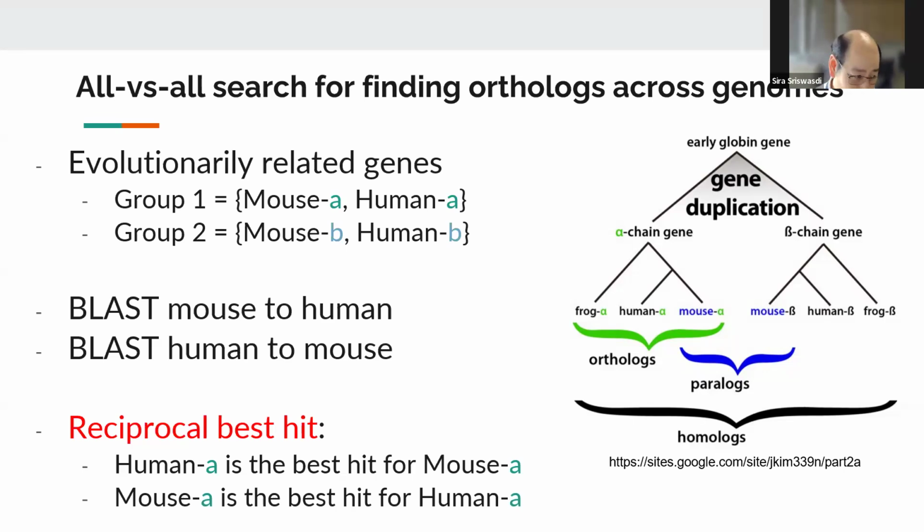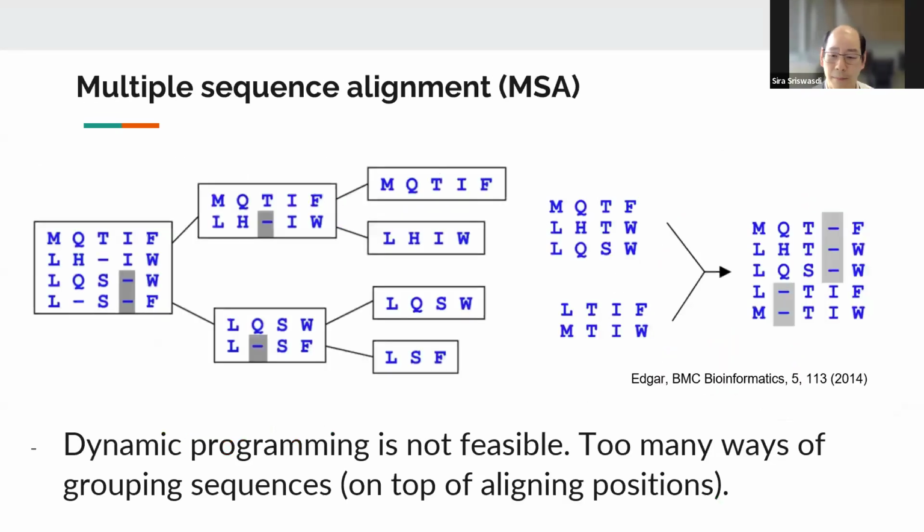Another setting is when we have more than one sequence. Let's say in this case, we have 4 sequences. There are many ways we can do the alignment. Right? We can split 4 sequences into 2 and 2, and then align them together, and then merge them at the end. There are many ways to do this.